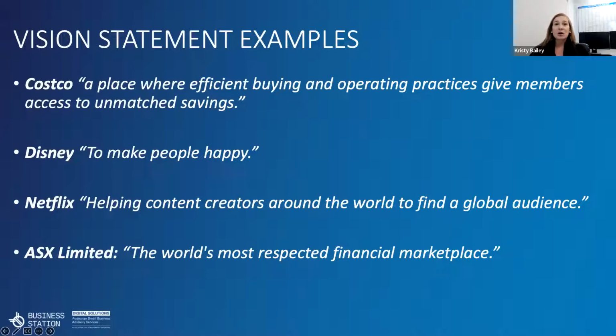Netflix, their vision is helping content creators around the world to find a global audience. Now, I found this really interesting because it speaks about obviously the organization's purpose and from a goal and aspirational perspective. So their purpose is really to help content creators to find an audience. So it's to link the two, which I thought was really interesting as well. And then you've got ASX, which is the world's most respected financial marketplace. So again, it's not bound by any specific objectives as such, but it does define their overall purpose in an aspirational sort of sense.